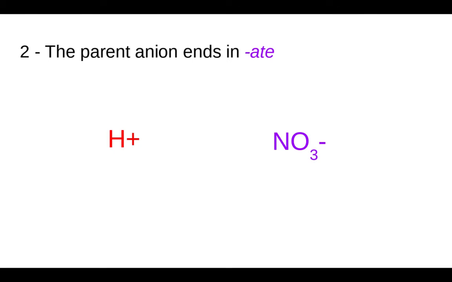Now, rule 2, this one is a little bit easier, okay? So rule 2, the parent anion ends in ate, A-T-E. So let's look at these ions here and what they're called. So we know this is a hydrogen ion, it's a cation, and then our anion is called nitrate. NO3 minus is nitrate, okay?